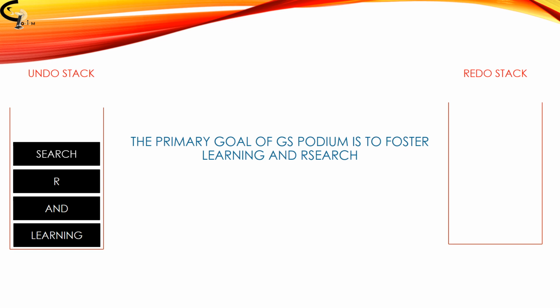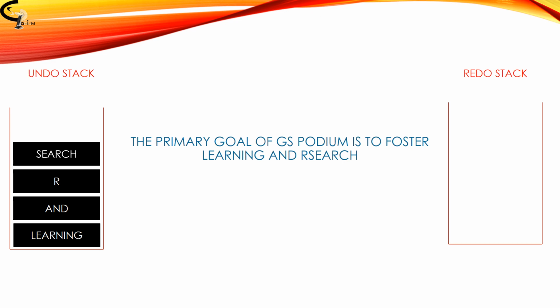Here I have taken an interface of PowerPoint. Let's say I write the primary goal of GS Podium is to foster learning and research. Here instead of research I have entered R search. Let me tell you that here stack is maintained for each and every element I have entered. That is why learning is stored separately and is stored separately, R is stored separately and search is stored separately. Also, we know that stack element is entered from the top and removed from the top.